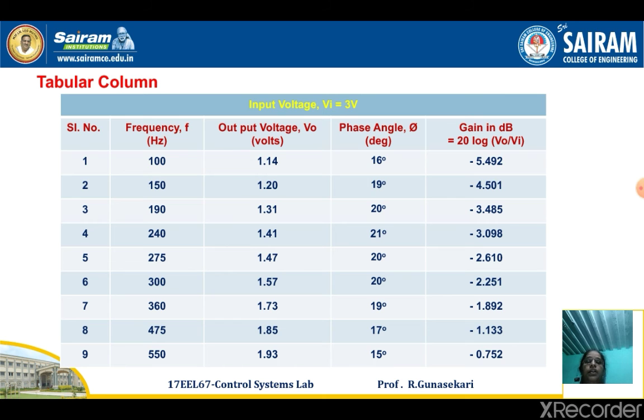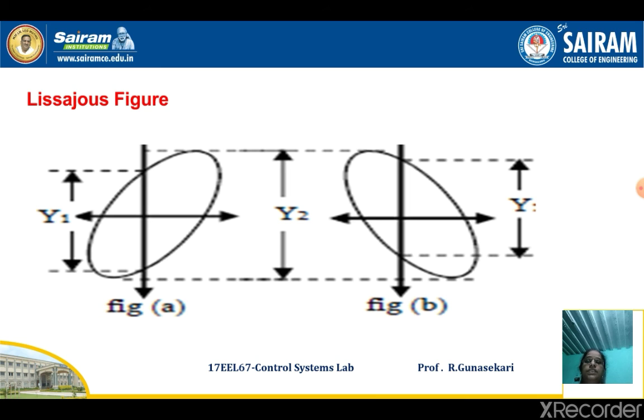The unit is decibel. So you have to calculate it and tabulate it, and then you can draw the graph. This is the Lissajous figure. In this figure, after getting the input and output signals in the CRO, you can press the XY plot and then vary the frequency. Automatically we get this Lissajous figure, as it is in the figure.